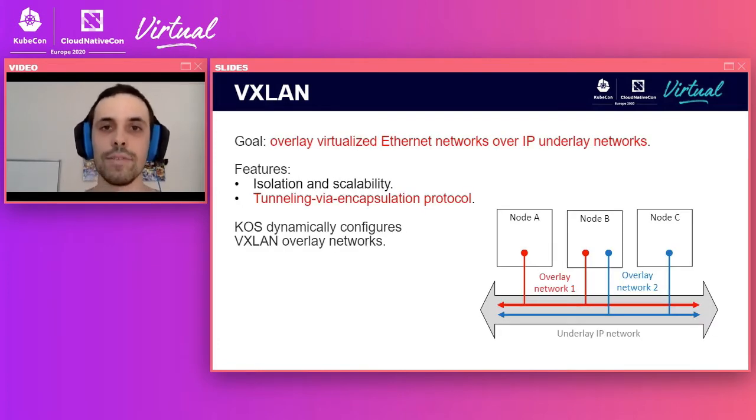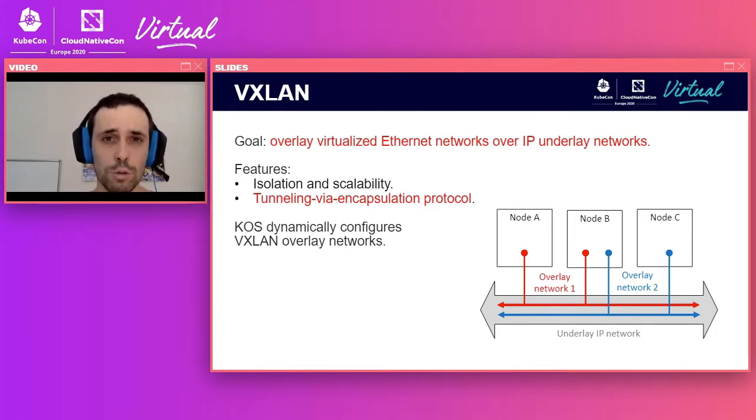So, VXLAN. VXLAN is a protocol for overlaying virtualized Ethernet networks on top of an underlay of IP networks. And it provides isolation between different virtual networks, as well as the illusion to resources within the same virtual network of being located within the same physical network, even though that's not true. And it achieves this via VXLAN encapsulation.